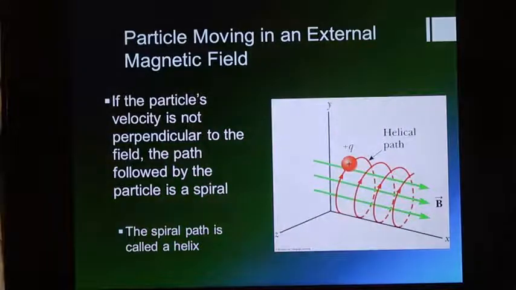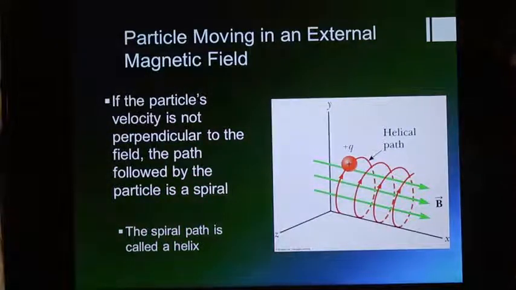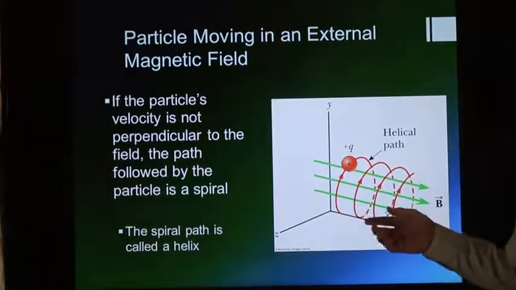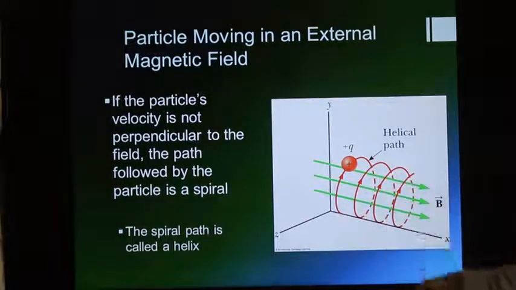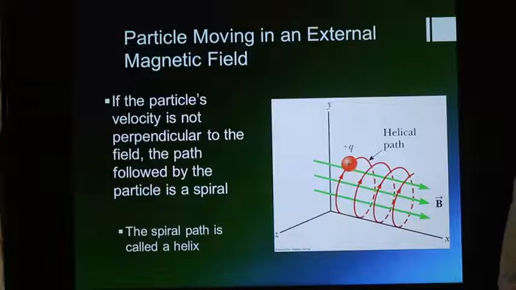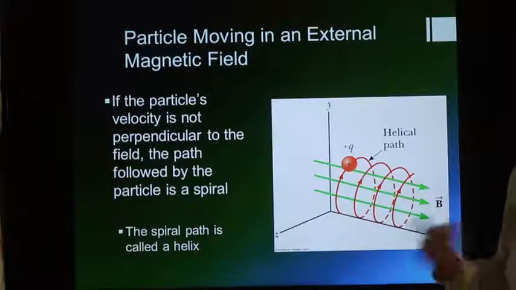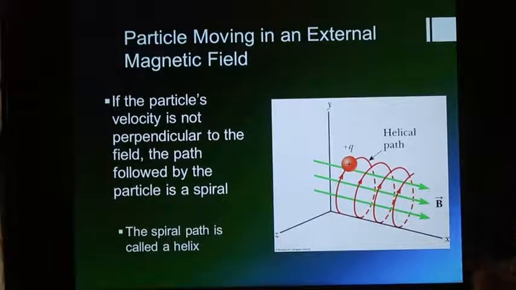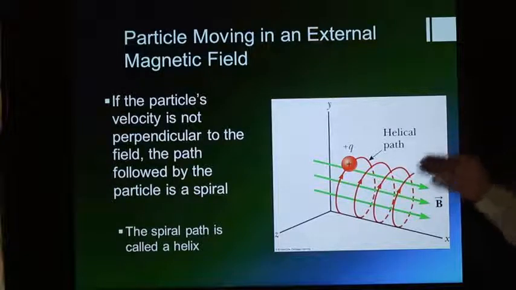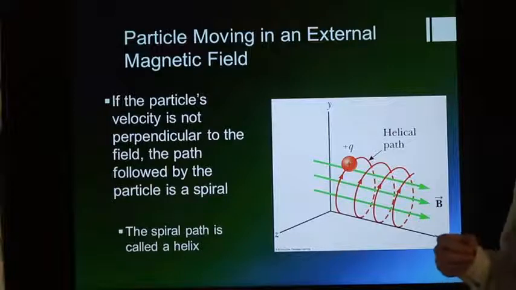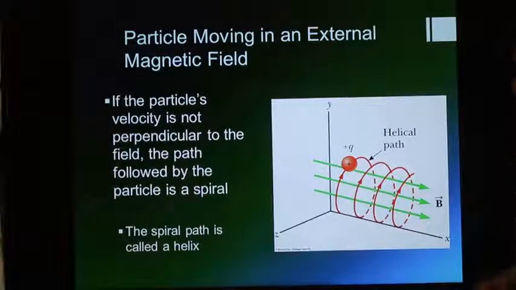So again, looking at our particle moving in this magnetic field, now instead of doing just a circle, the radius of curvature is going to be the same. It's going to be related to the perpendicular component of the velocity. Now it's going to follow a helical path, and that speed along the helical path is the z component, or the component in the direction of the magnetic field.